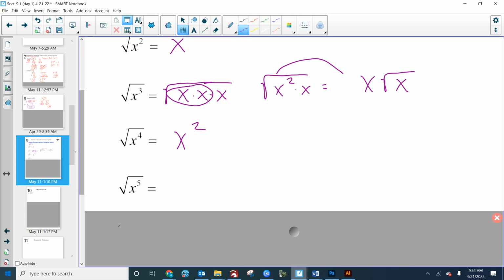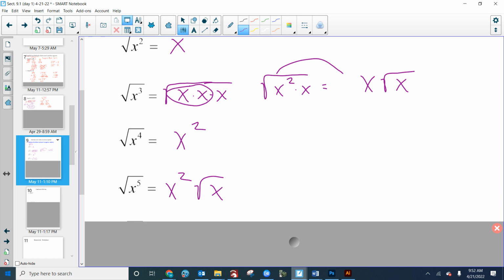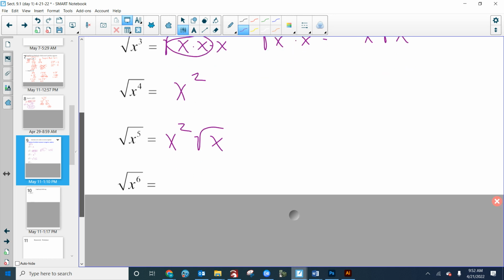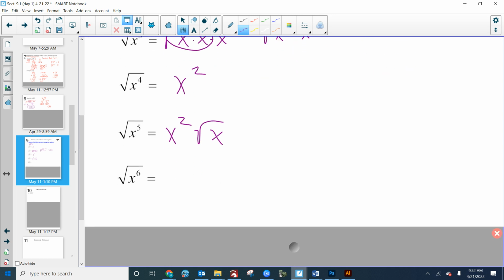What do you guys think about this? It's really x to the 4th times x, right? We already know what x to the 4th is. I can take 2 out. Is there 1 left over? Yeah. Do you guys see the pattern? Is there another one? What's this one? X cubed. So somebody tell me the pattern.